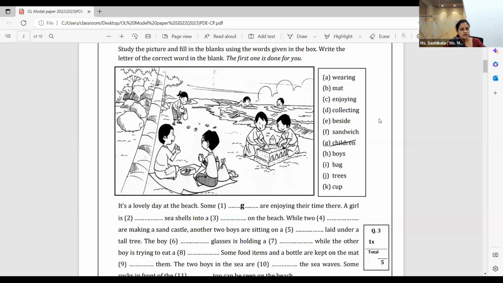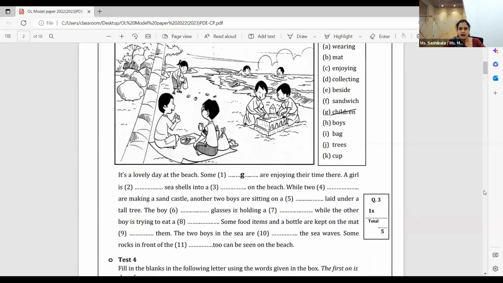Some rocks in front of the, the remaining word is trees. So we can use the last word there. Some rocks in front of the trees too can be seen on the beach. Right.